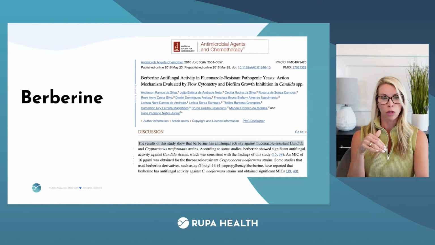So if you have, let's say, a comprehensive stool test, you may find other things on the test, not just candida, that berberine could be supportive for. So this could be based on what else you find on the test. This could be a really, really good option.